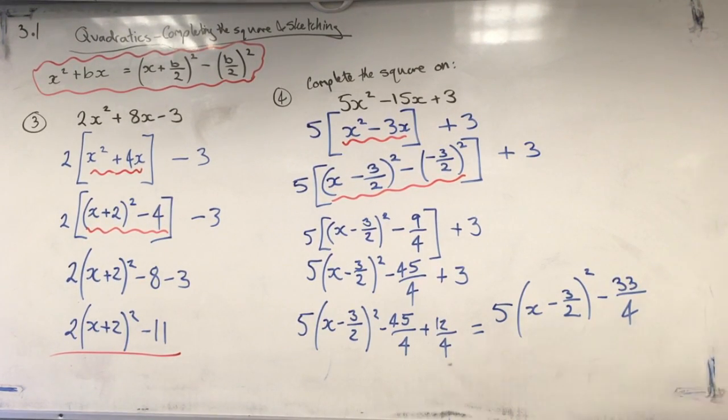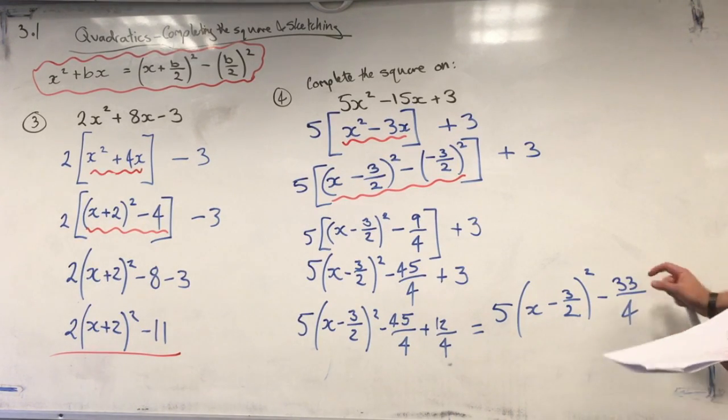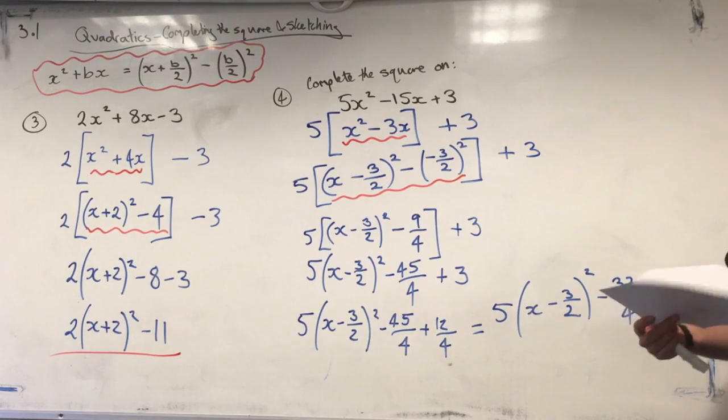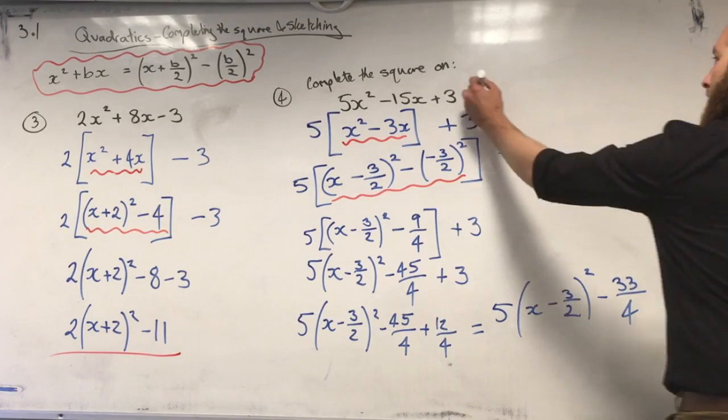Right, now the whole point of doing this, first of all, you can use this to solve a quadratic. So you could put this equal to 0 and rearrange to find out what x is. But what it actually tells us when we complete the square is what the minimum point or the maximum point of the quadratic is.